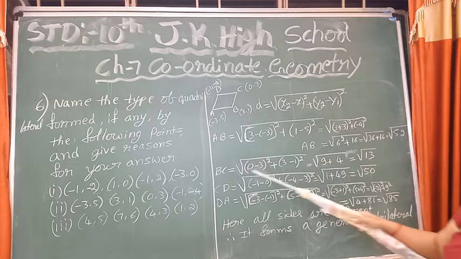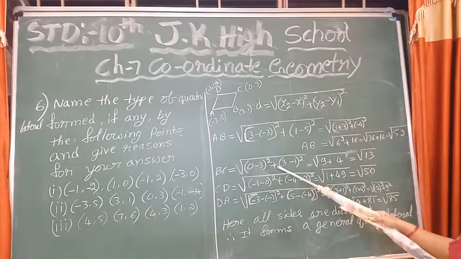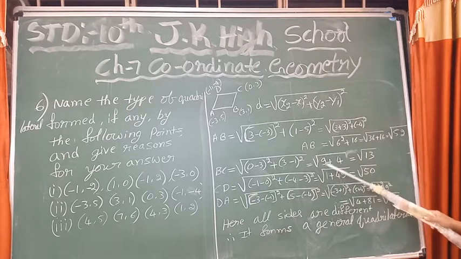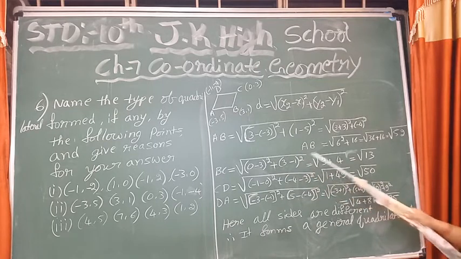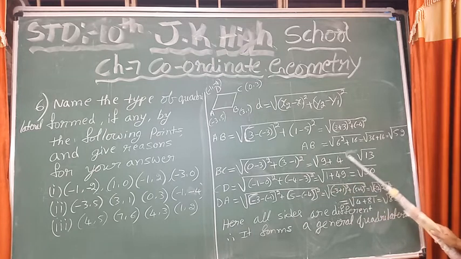In the same way, I have to find out the distance between D and C. That is minus 3 whole square, it becomes plus, 3 minus 1 whole square. Square root of 9 plus 4, it becomes 3 square, minus 3 square is 9. 3 minus 1 is 2, 2 square is 4. So 9 plus 4 is square root of 13, I got it.